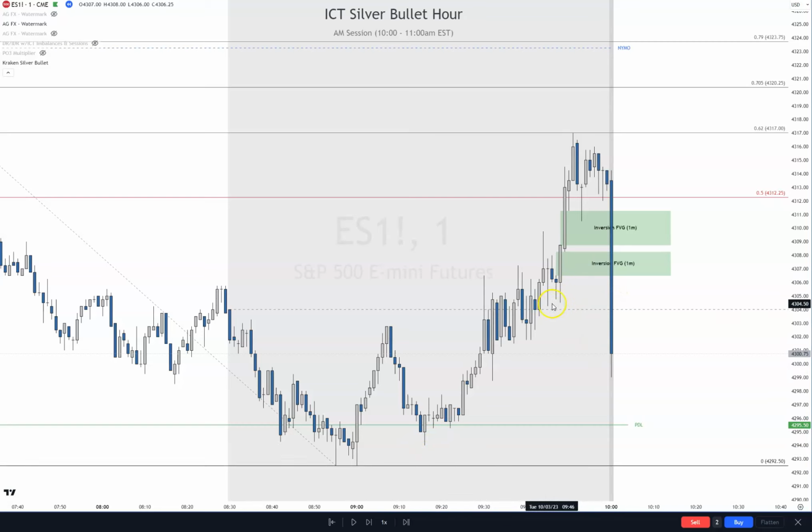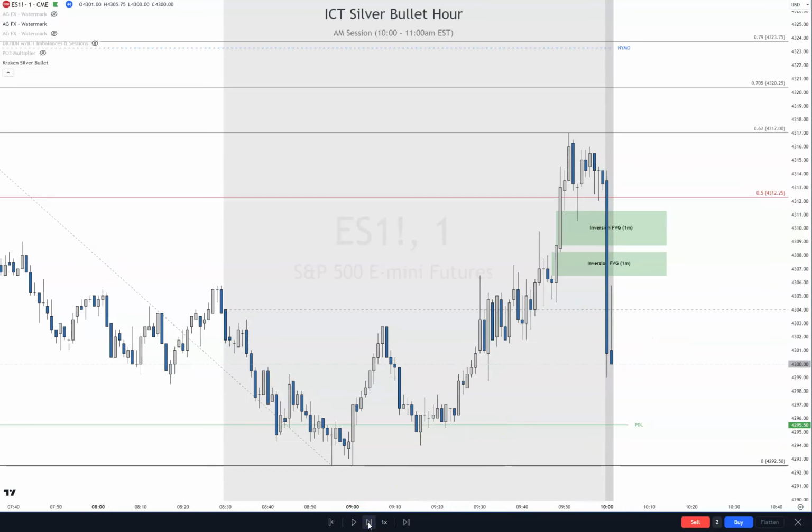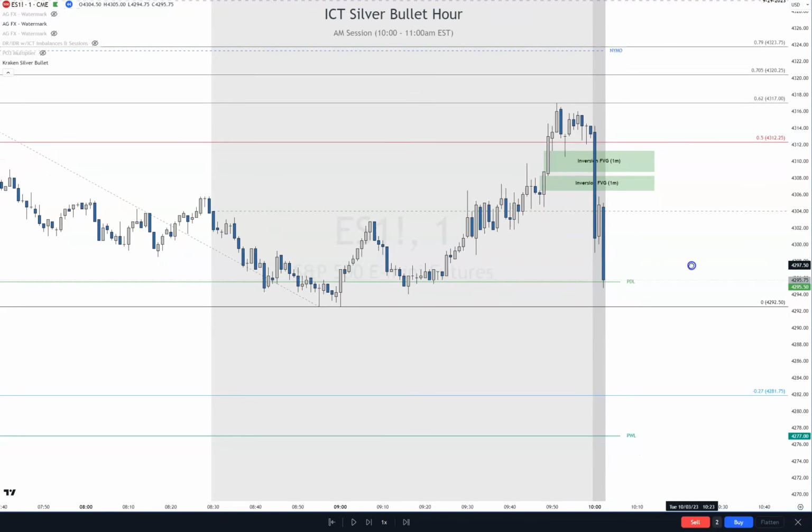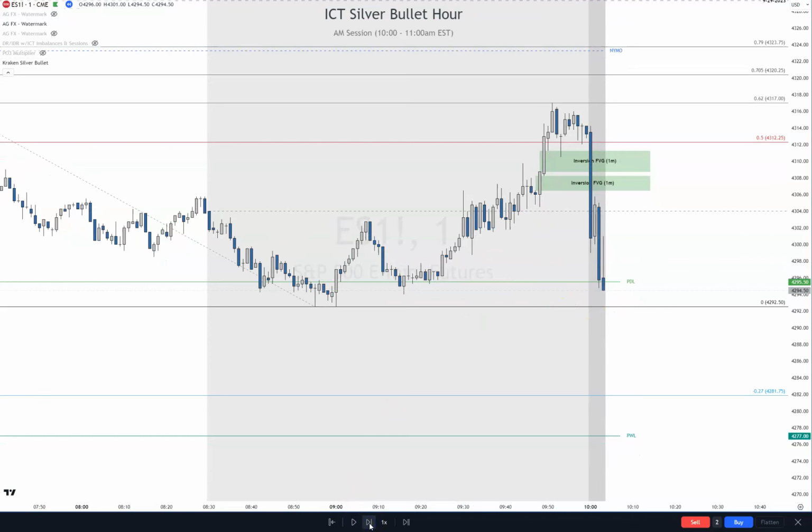Yes, market structure is up here. Market structure shift, it already broke it, sure, and I could take a trade. But I really want to see a major swing point here because news is very volatile. So I want to see how it's going to react. It didn't quite hit that fair value gap right here, that inversion fair value gap. So let's keep going here.